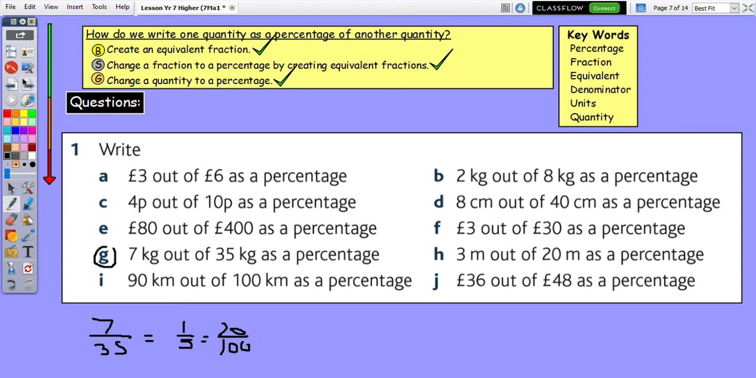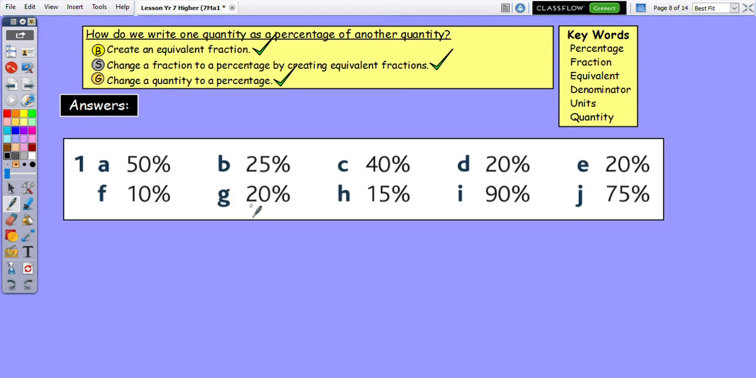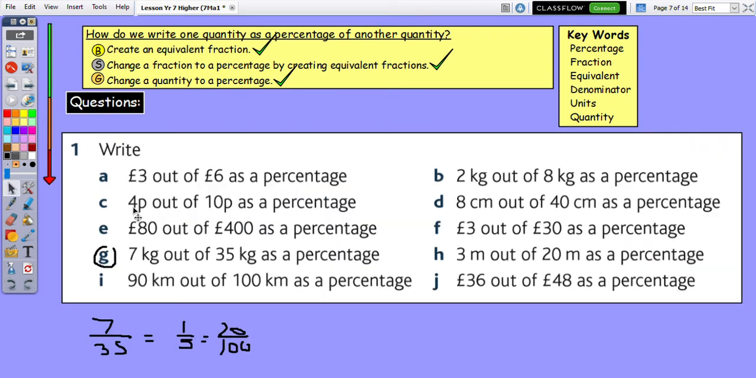So if I go to G, 20%. Okay, good. Now, the next type of question, okay, if you look at these units are all the same. Pounds, pounds, kilograms, kilograms, kilometers, kilometers, meters, meters. The units are the same.